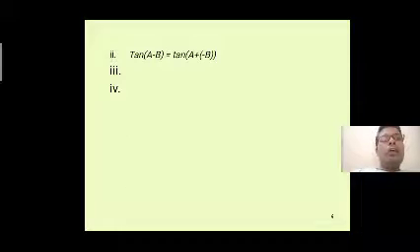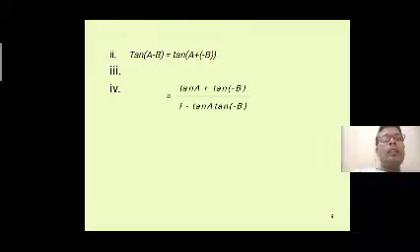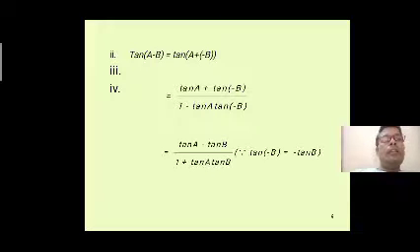So tan of a minus b equals tan a plus of minus b, that is equal to tan a plus tan of minus b divided by 1 minus tan a into tan of minus b, that is equal to tan a minus tan b divided by 1 plus tan a into tan b. Since we know tan of minus b equals minus tan b.